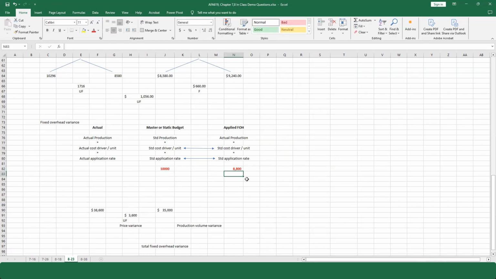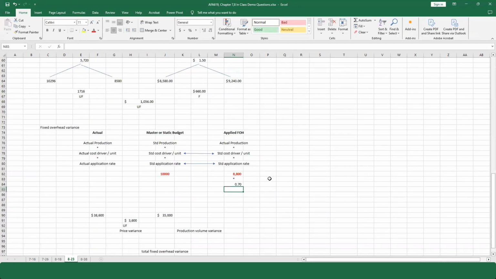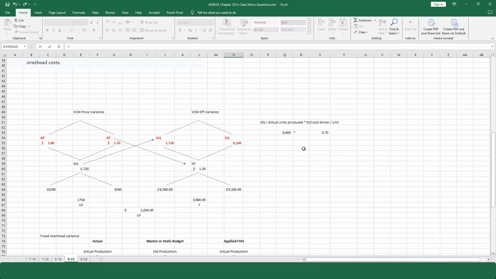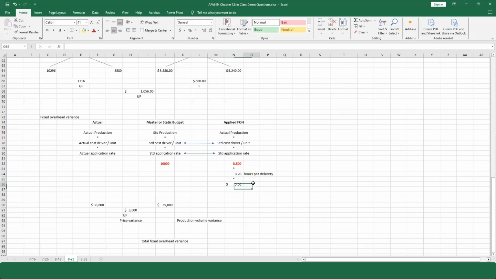We're going to multiply this by the standard cost driver per unit. We know what the standard is. The standard is 0.7 hours for each delivery. We're going to multiply this, and don't forget this is hours per delivery. Okay. So now I'm going to multiply this by the standard application rate. We know the standard application rate, it's $5 per delivery. So per delivery. Let's change that also.